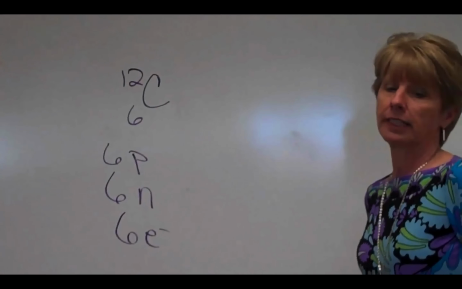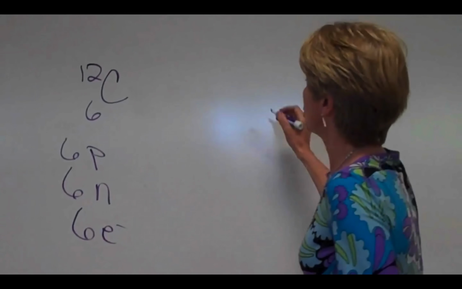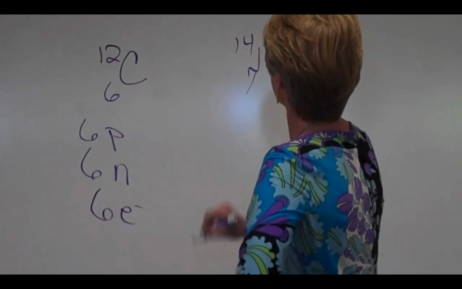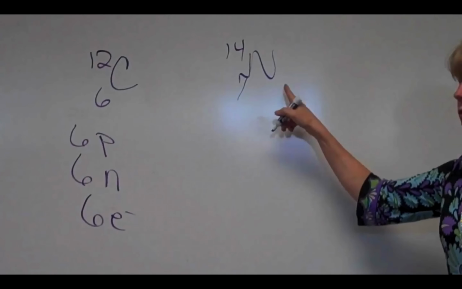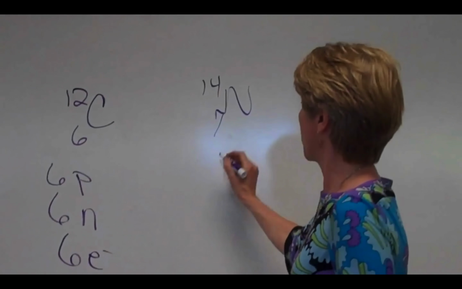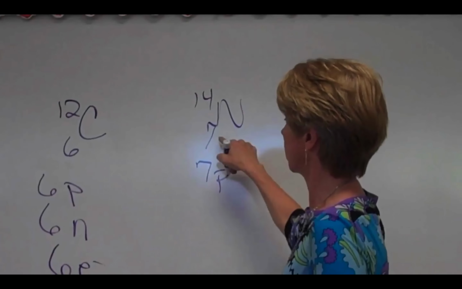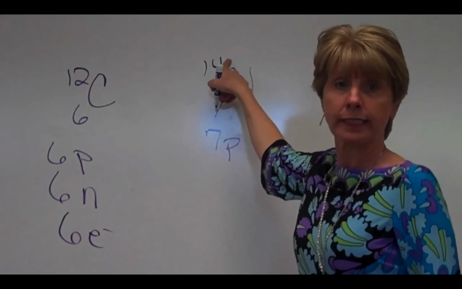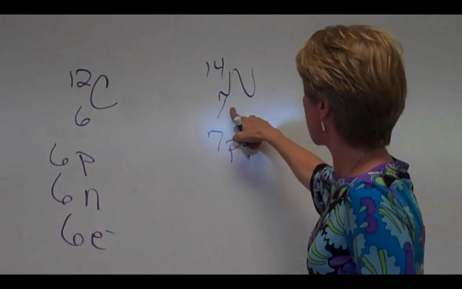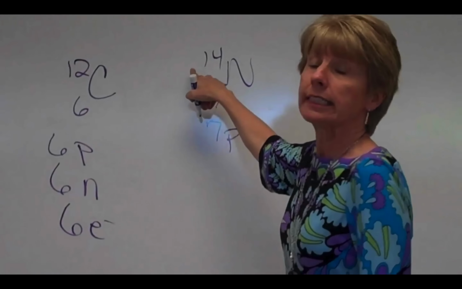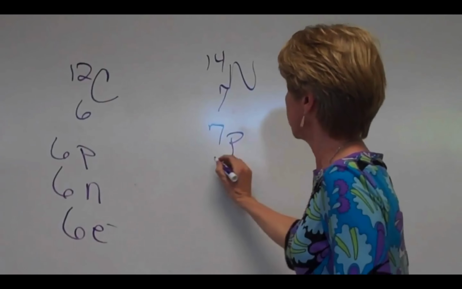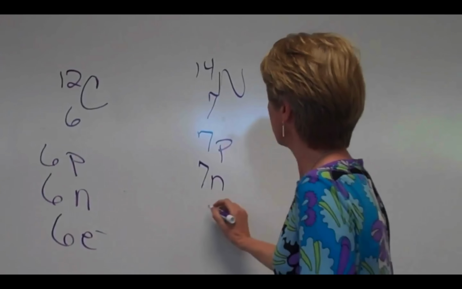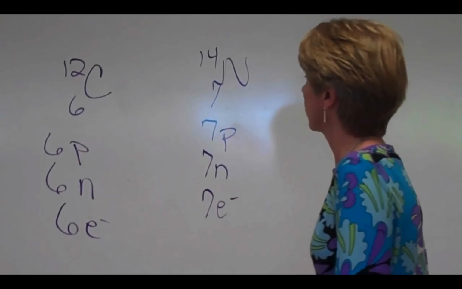Now let's take another example right now. Let's do nitrogen. Right now, again, we have 7 protons. There's the atomic number. This has a mass number of 14. That means 7 plus 7 neutrons is going to give us 14. So we have 7 neutrons and we have 7 electrons.